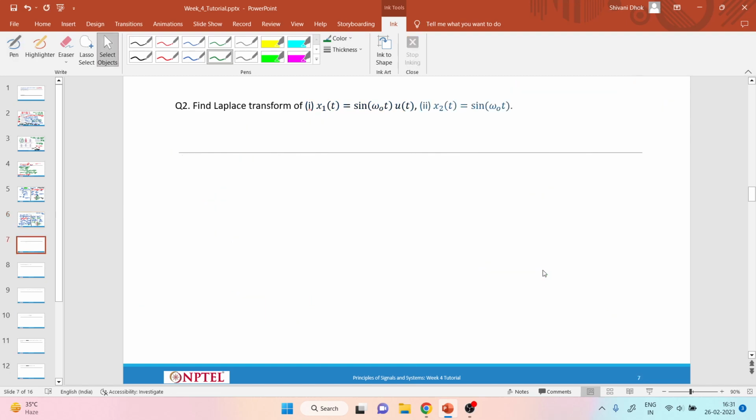Okay, let's look at the next part of the same question. Now let us say that I am not considering the sine only for positive values of t. Let us say that we are taking the sine from minus infinity to infinity. So this x2 of t is equal to sine of omega naught t, and I can write it as sine of omega naught t u of t plus sine of omega naught t u of minus t. Is this step clear with everyone?